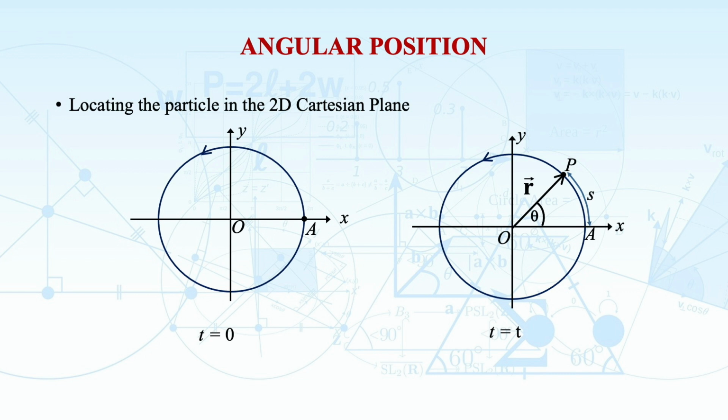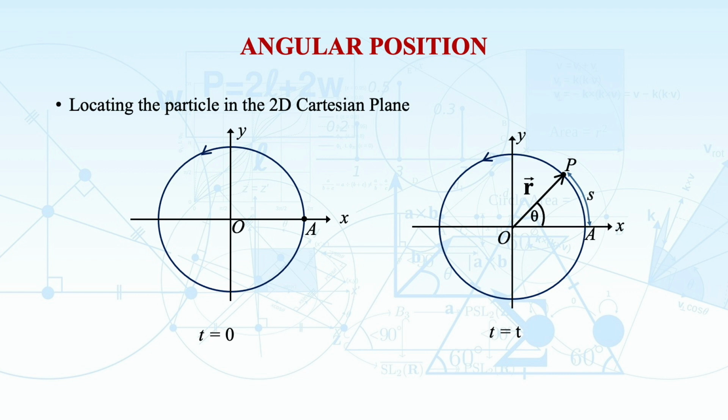Now we want to know, how do we locate the point P in the plane? You can define the position in terms of the Cartesian coordinates, that is the x and y coordinate of the point P. You also have a radial vector which starts from O and ends at P and defines the position in terms of the vector r. You can also define an angular position for the point P. What is this angular position? It is the angle traced out by the radial vector as the particle moves from the point A to the point P. So basically you can see that the radial vector has swept out an angle theta.